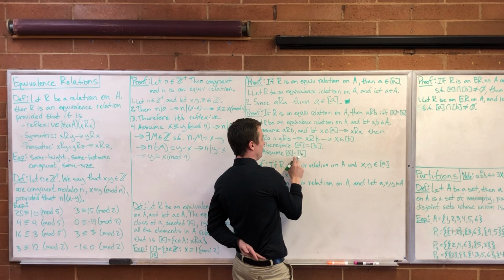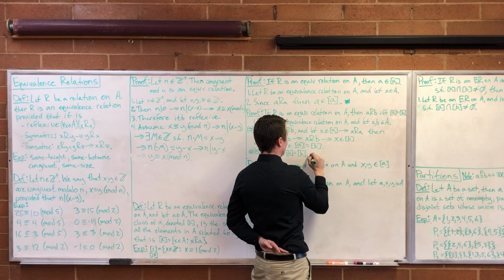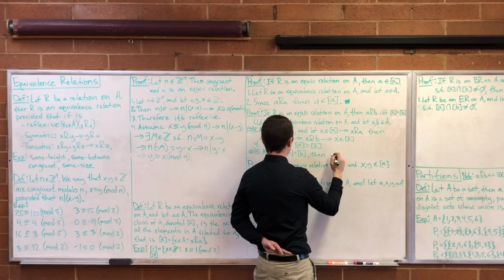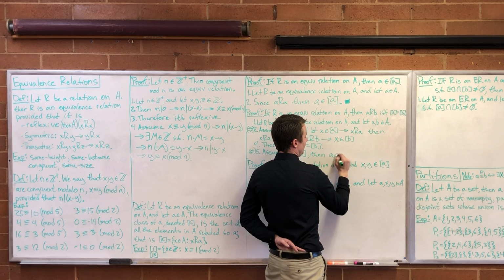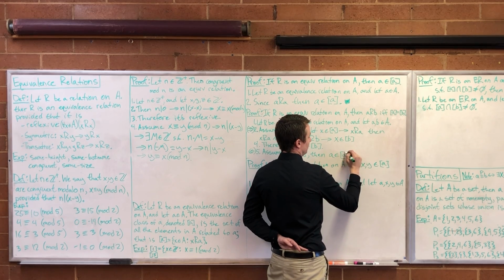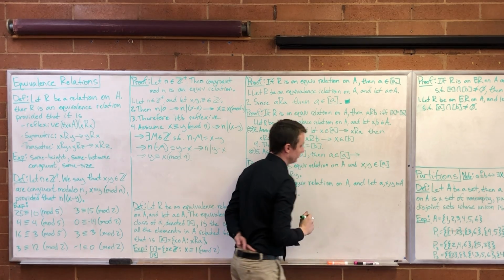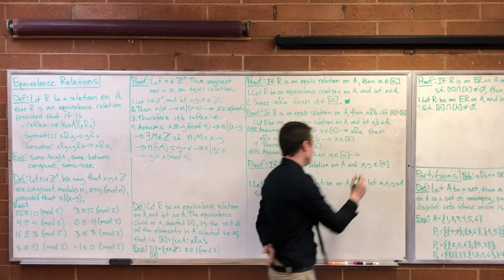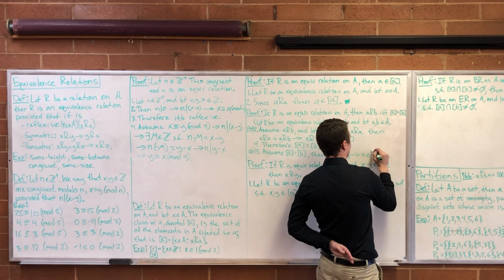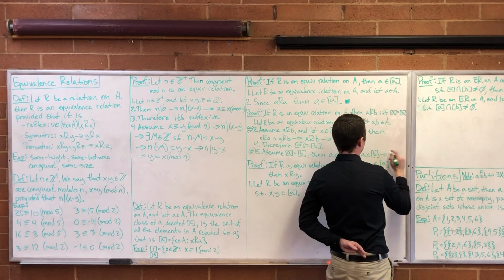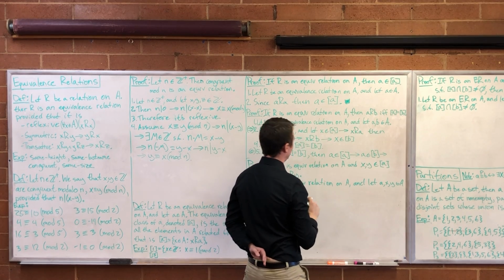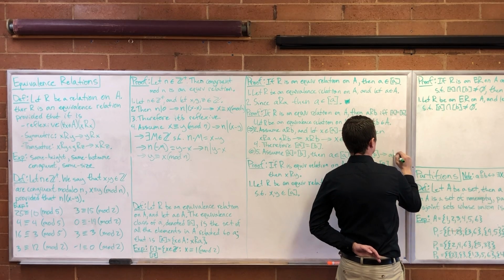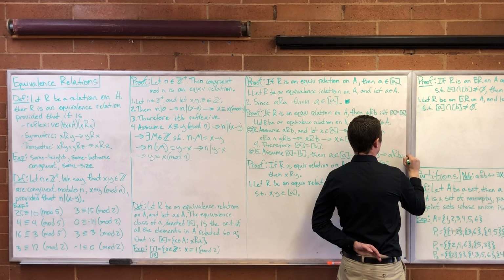Let's assume that, then since A is in A's equivalence class, what does that give us? A is in B's equivalence class because they're the same set, which gives us A is related to B. And we're done.